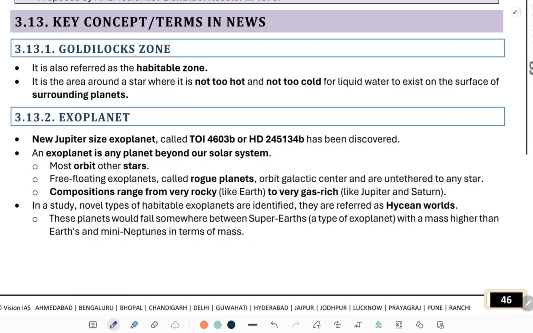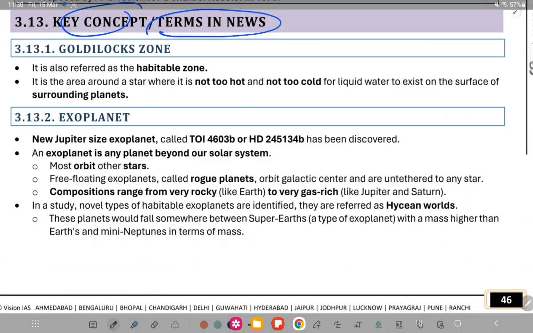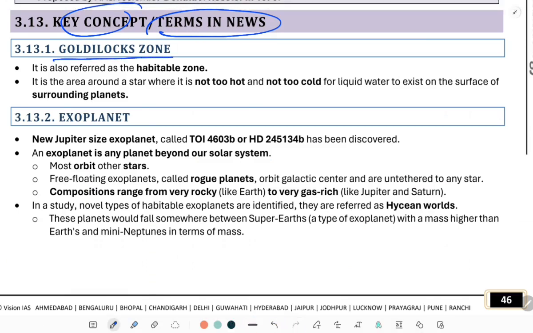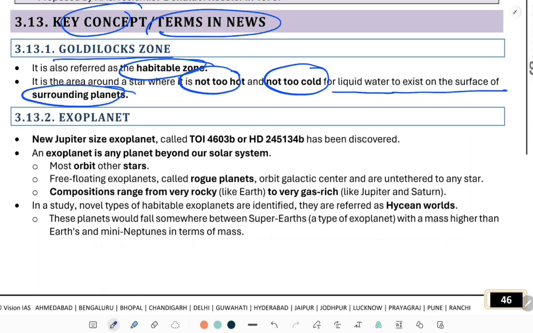We'll see some concepts and terms which were recently in the news. Goldilocks zone. It is a habitable zone. It is the area around a star where it is not too hot and not too cold for liquid water to exist on the surface of the surrounding planets. It's called the Goldilocks zone. Earth comes in this Goldilocks zone. That's why water exists on the Earth.